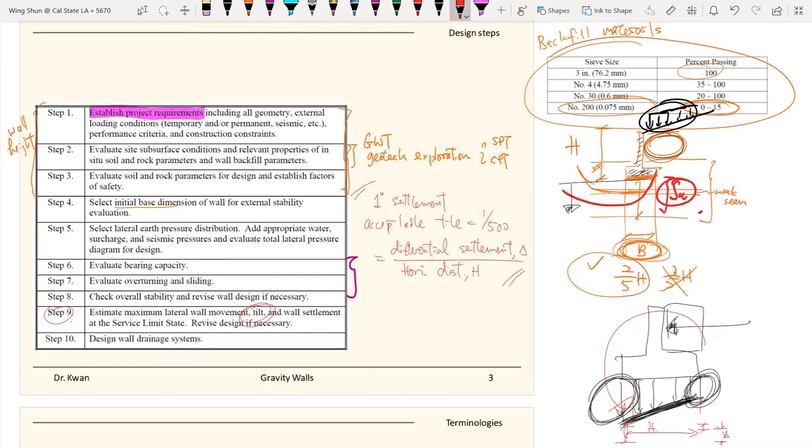So we care about tilting and differential settlements, and sometimes it is a little more complicated, as we mentioned, because we have non-uniform settlements along the bottom part of the retaining wall. So if we find out there's too much settlement, there's a couple of things we can do.